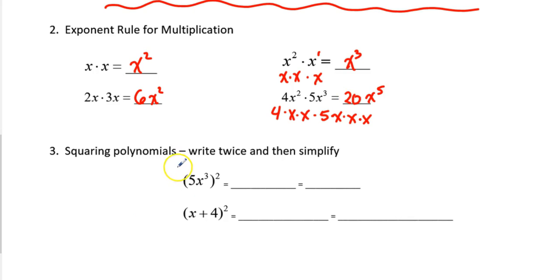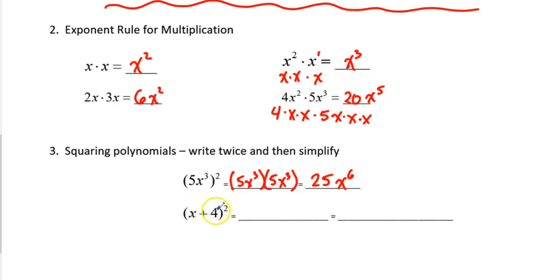Okay. Squaring polynomials. Definitely want to write this twice. So if you have a factor squared, what I'm going to do is write it like this: 5x cubed times another 5x cubed. Okay, now we can apply what we just learned, kind of like this example. Got 5 times 5 we know is 25. Then I've got 3 factors of x times another 3 factors of x, so altogether 6 factors of x, adding the exponents.